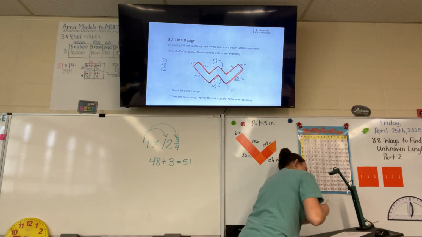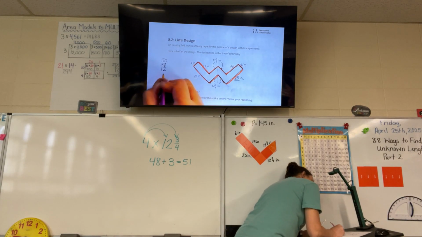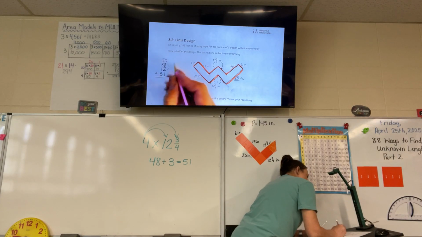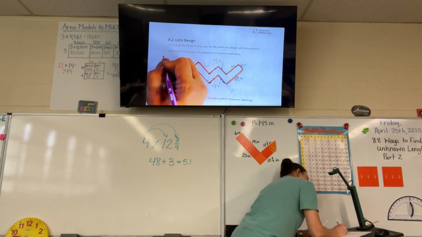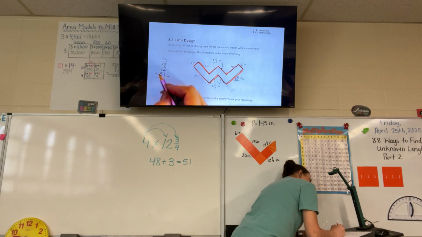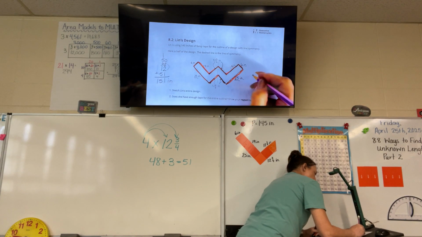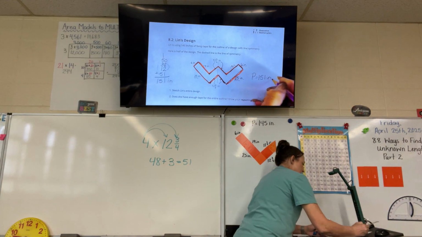Okay. So those 4 groups of 12 and 3/4 equal 51. So now I'm going to add those 4 numbers up. I know 8 and 2 make 10, plus 1 more is 11. Put down the 1, carry the 1. Then I've got 5 and 5 make 10, plus 3 is 13, 14, 15. So the perimeter of this figure is 151 inches.